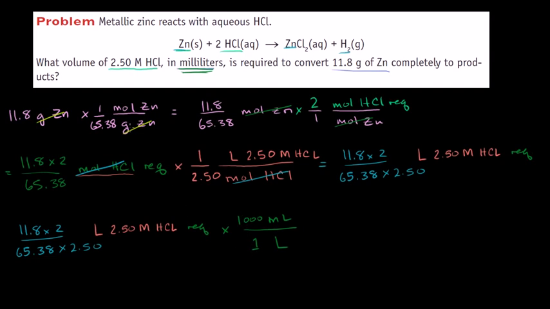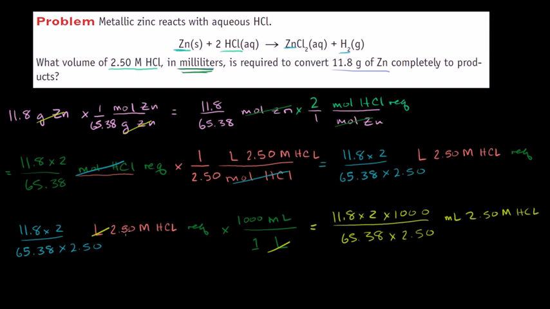So we're converting it to milliliters. In our final solution, the liters cancel out the liters, and we're left with, in the numerator, 11.8 times 2 times 1,000 over 65.38 times 2.50. And in the units, we're left with milliliters of 2.50 molar hydrochloric acid.